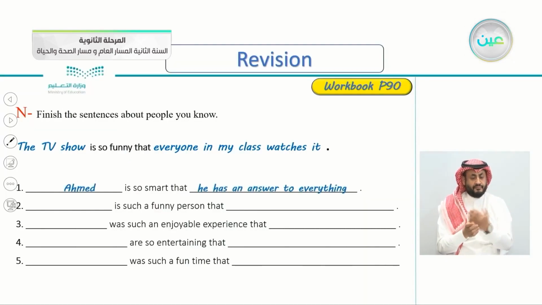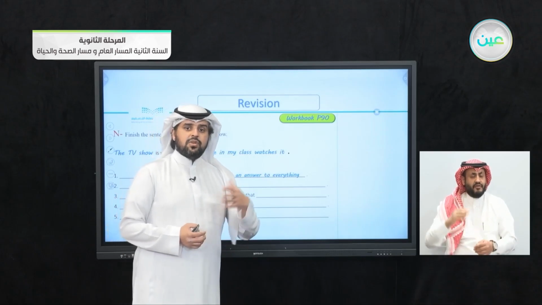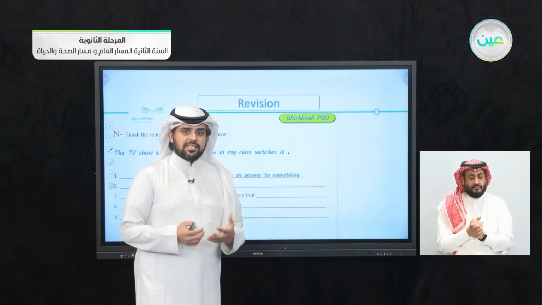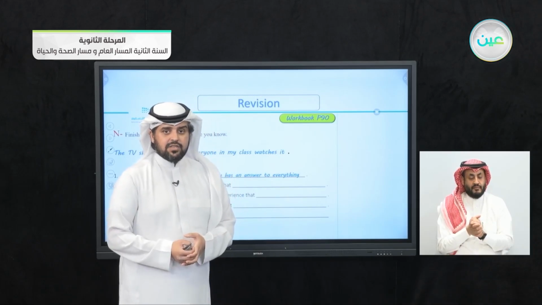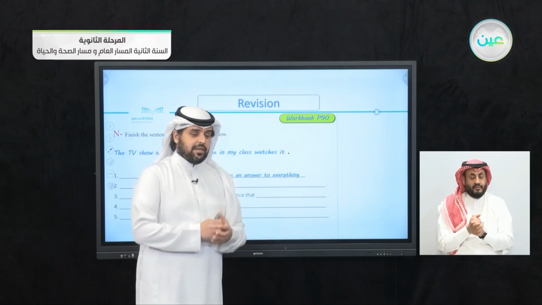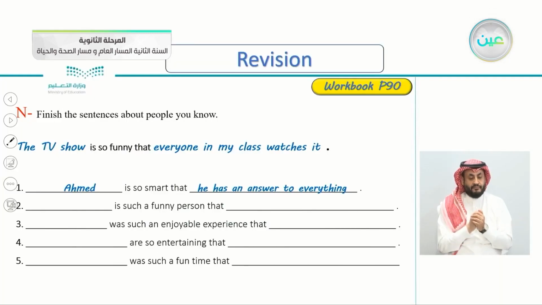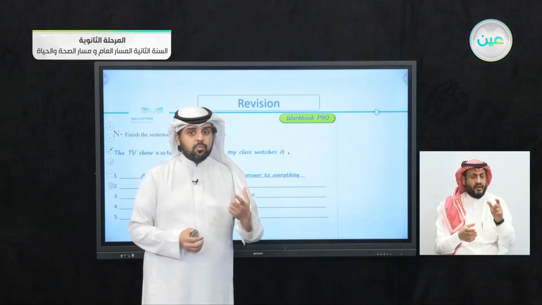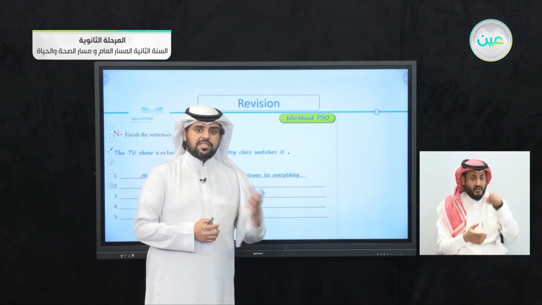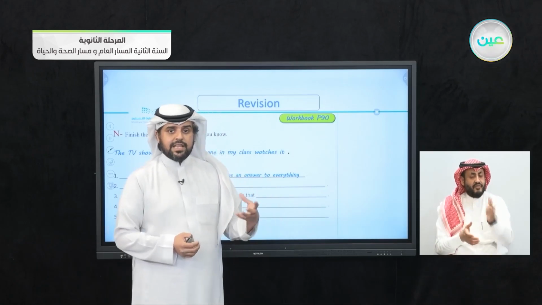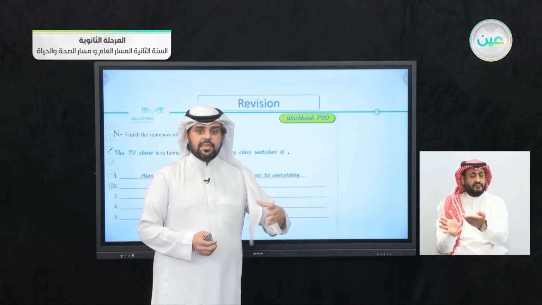For example, for the first one, I said Ahmed is so smart that he has an answer to everything, to every question. As I said here, my friend Ahmed is so smart that he has an answer to everything. Every question you ask him, he has an answer for it. So this is the cause and the effect. Number two here is such a funny person that. Someone you know is such a funny person that, then write the result, the effect of him being very funny.